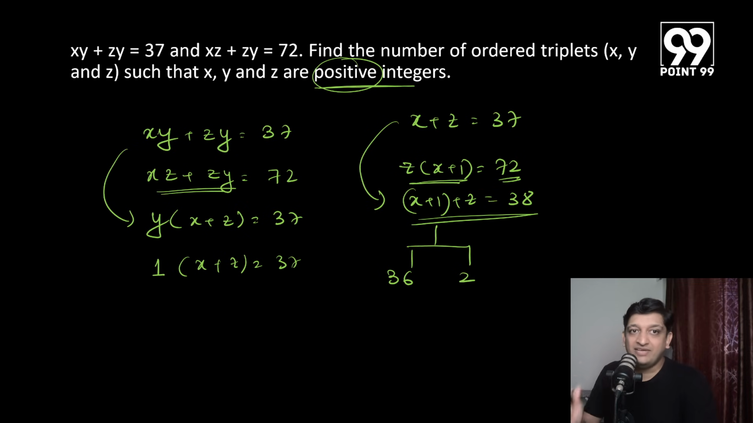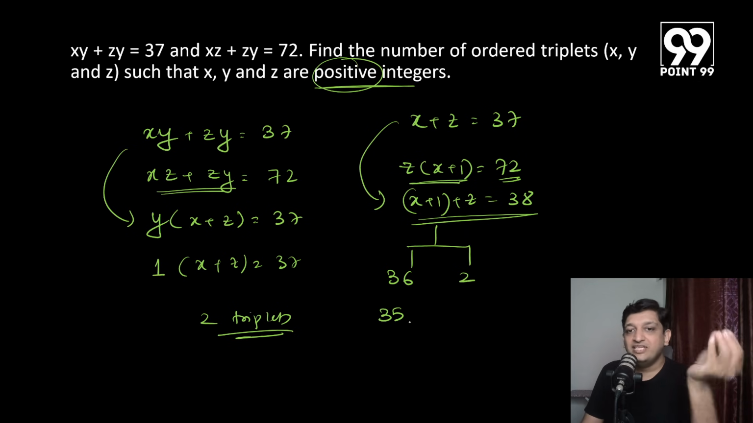Y could take only one value. So we need not even find the actual values. We will just need to know that there are two triplets that are possible. One wherein, if I want to find the values, I can say that x plus 1 equals 36, x equals 35, which basically means z will be equal to 2 and y will be equal to 1. So y equals 1, z equals 2.